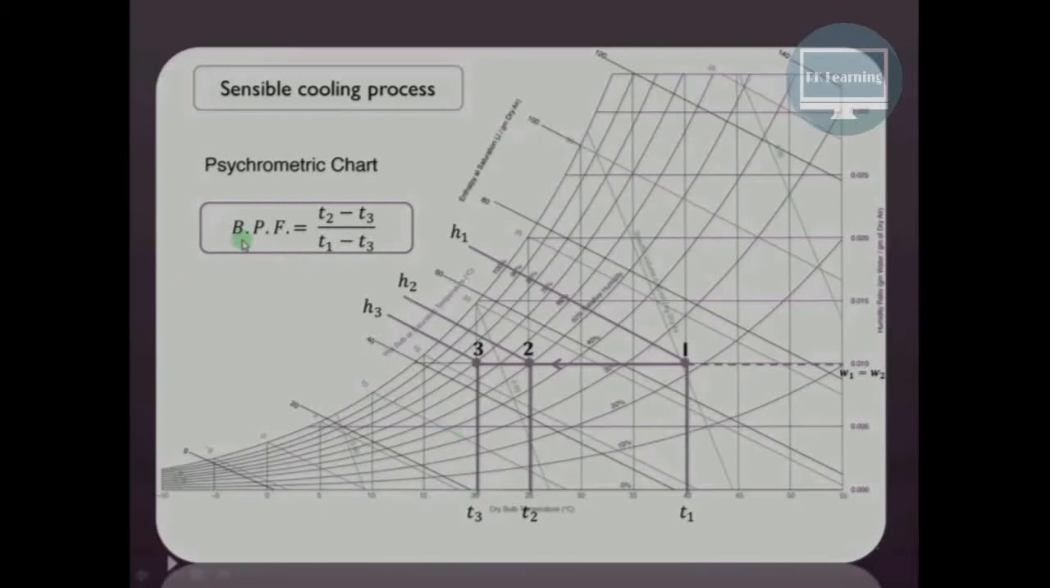So in this particular case, the bypass factor of the cooling coil is defined as the temperature difference which is not achieved, that is T2 minus T3, divided by the temperature difference which could have been achieved, that is T1 minus T3.